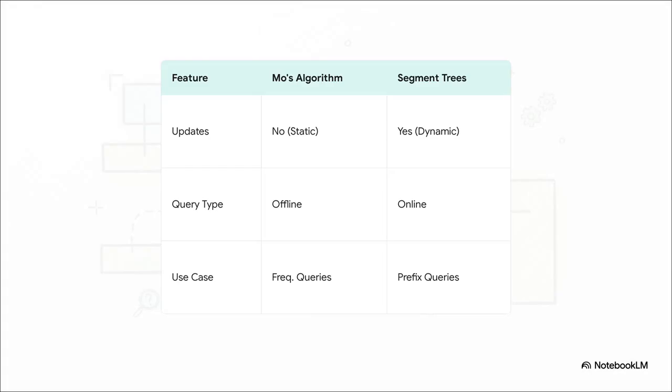So you might be thinking, how does this compare to something like a segment tree? It's a great question. The best way to think about it is there are different tools for different jobs. A segment tree is amazing. It can handle updates to the array, it works online, it's like a power tool. But Mo's algorithm is like a specialized hand tool. It can't handle updates, and it has to be offline. But for the specific job it's designed for, like complex frequency queries on a static array, it can be way simpler and sometimes even faster to implement.